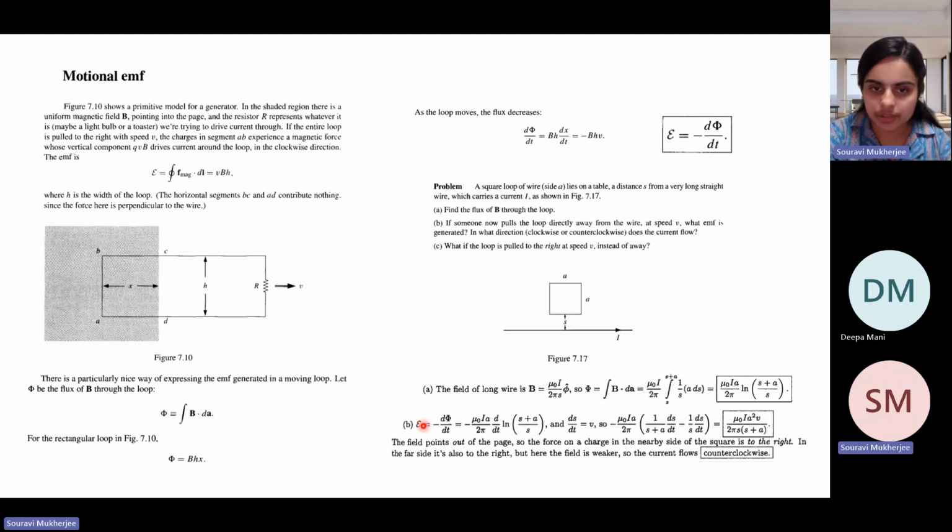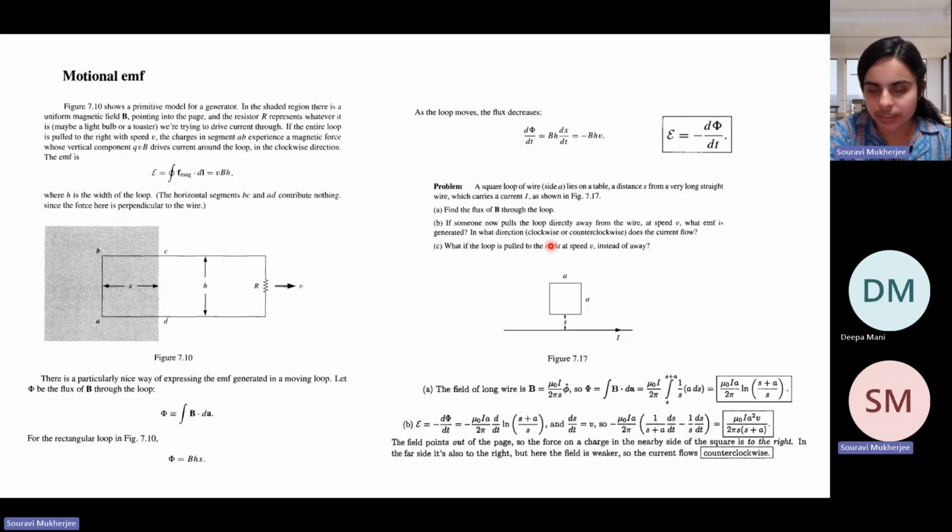So now that you get the EMF, you can tell what the current flow is, right? Suppose there was some resistor here. In some question, not this one, if there was a resistor here and you know this is the EMF generated, how do you find the current? You use Ohm's law, right?